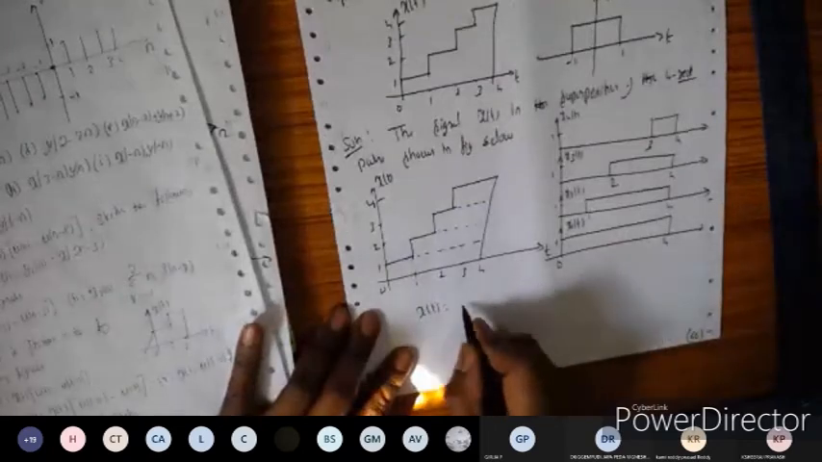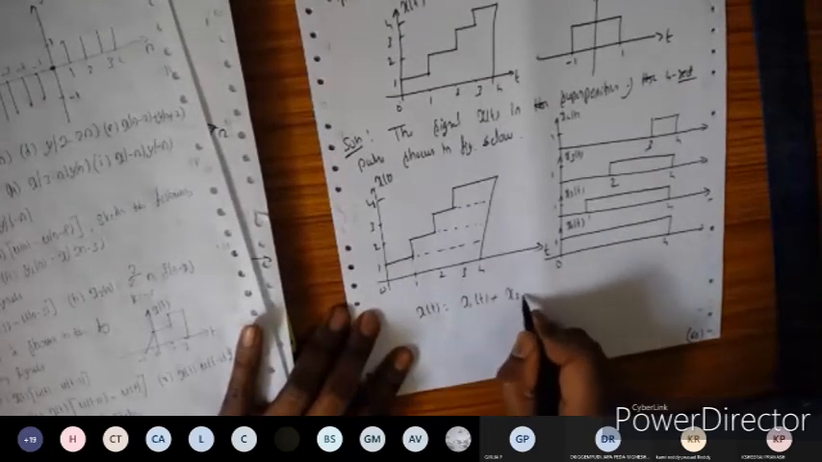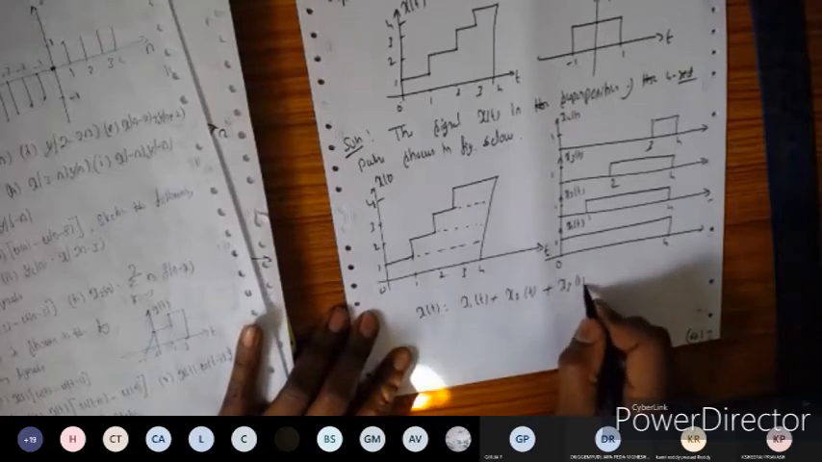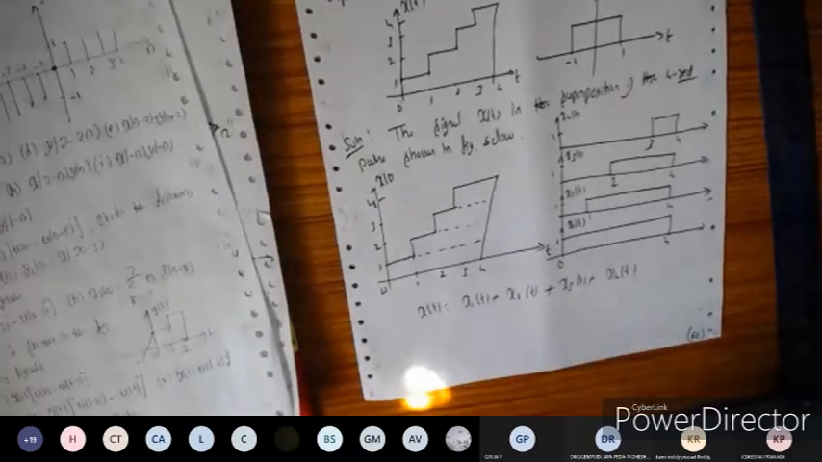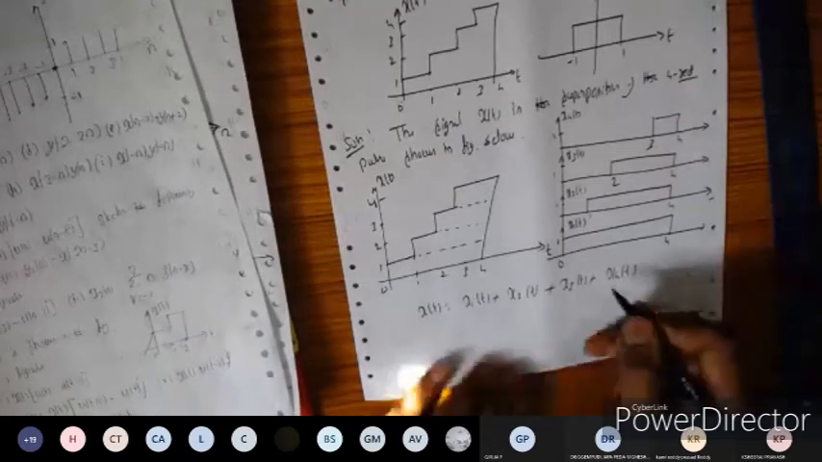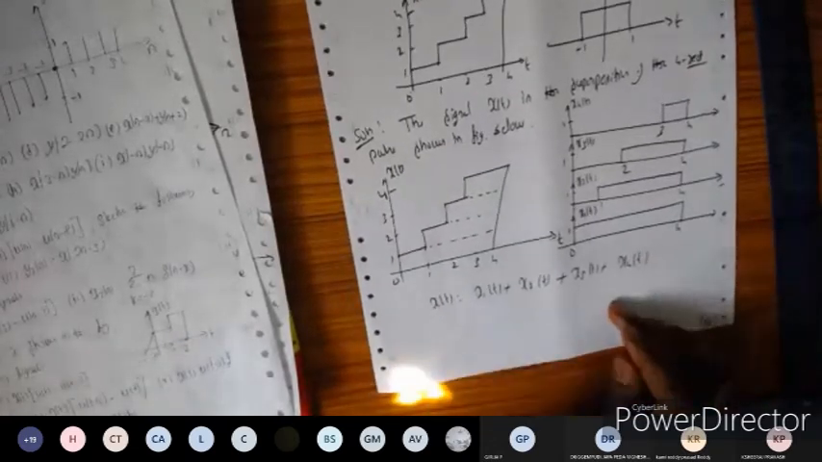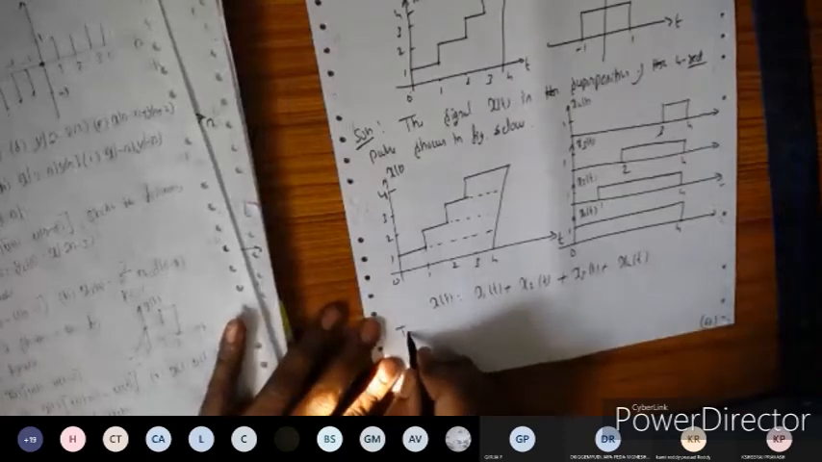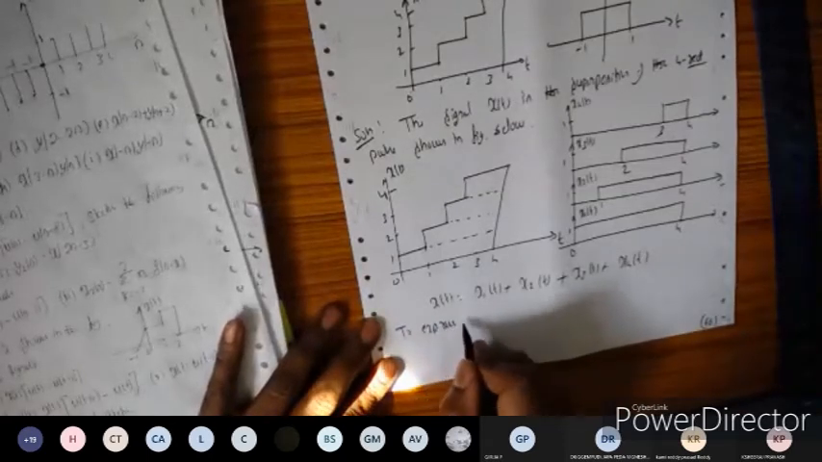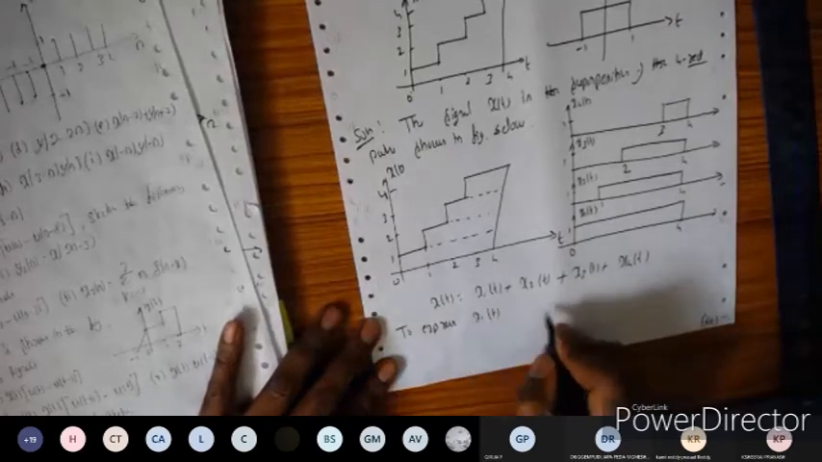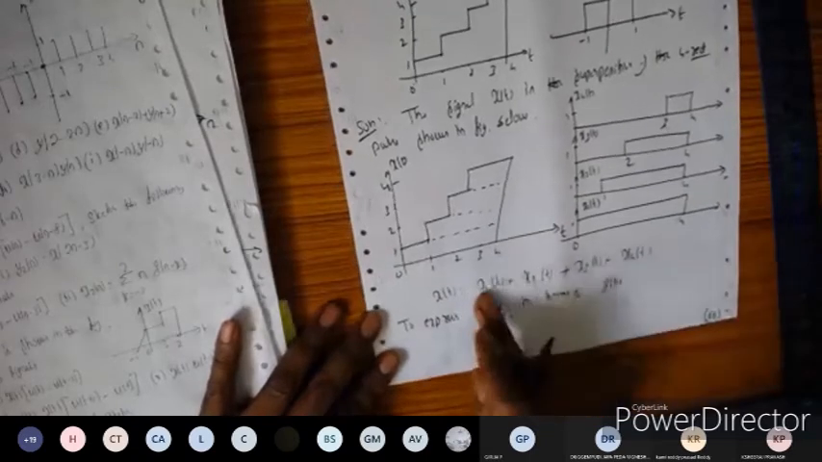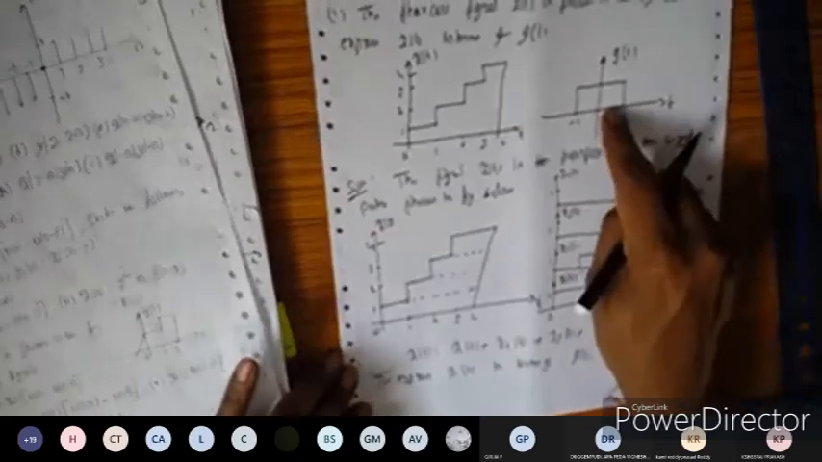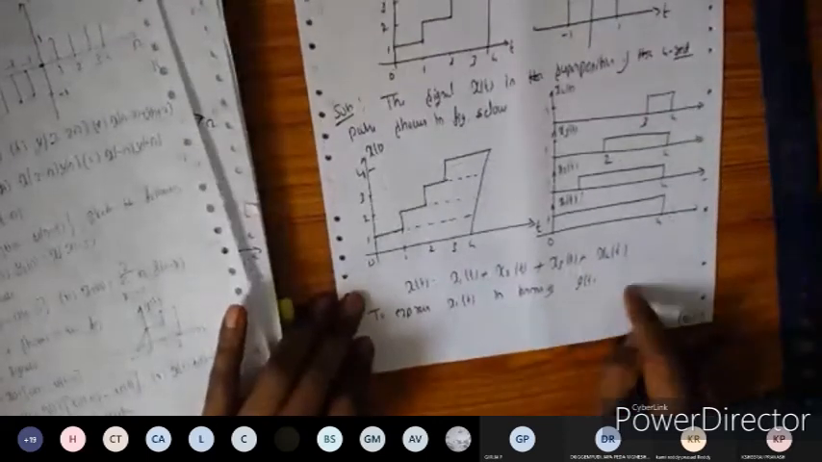So we can write the signal x of t as the sum of x1 of t plus x2 of t plus x3 of t plus x4 of t. Okay, so here we need to express x1 of t in terms of g of t. We need to express the signal x1 of t in terms of g of t here.